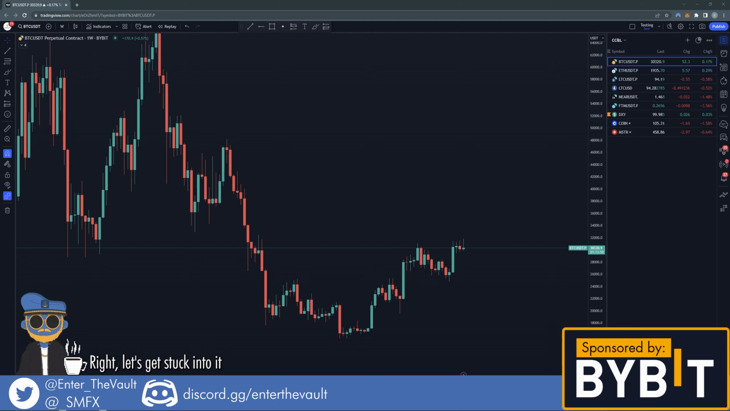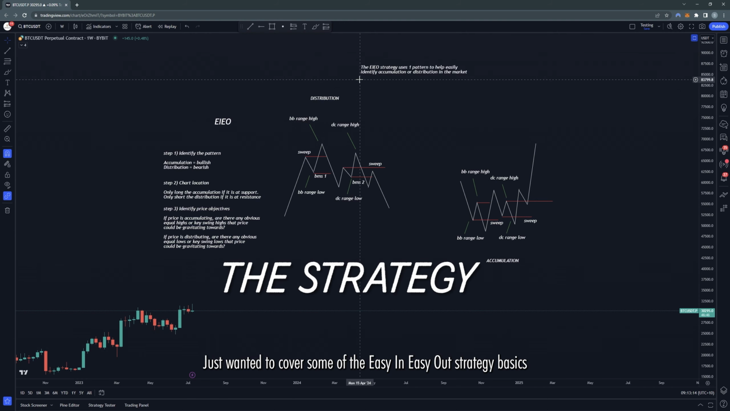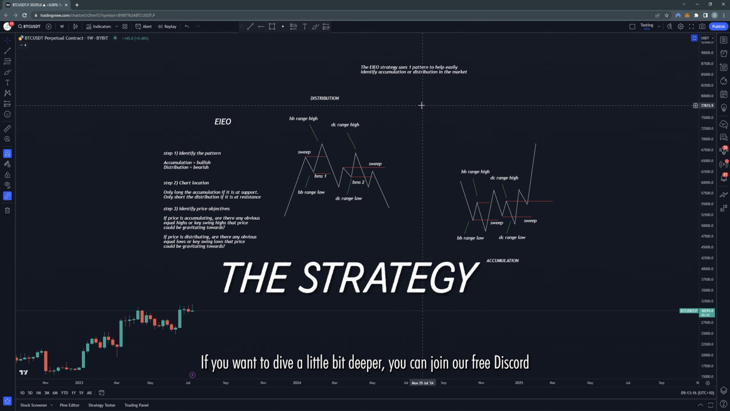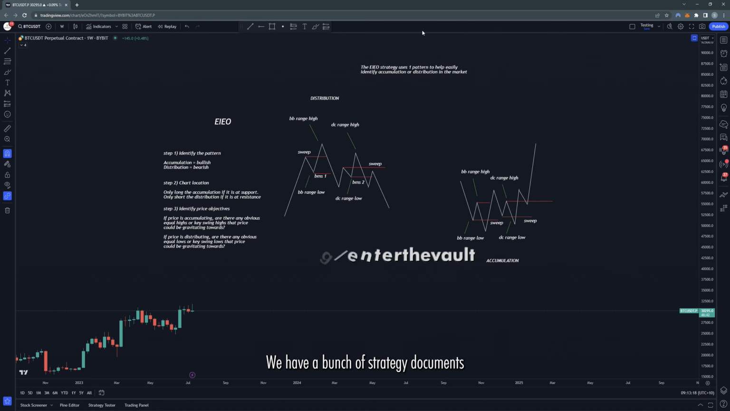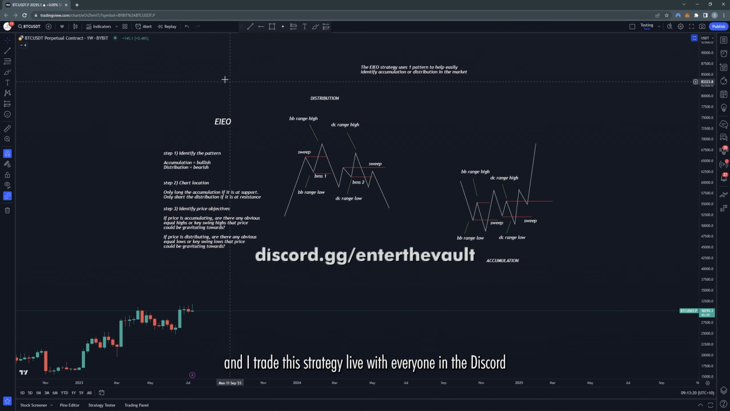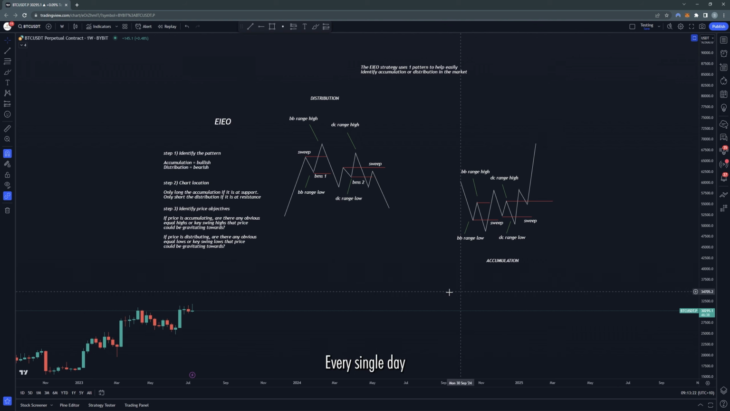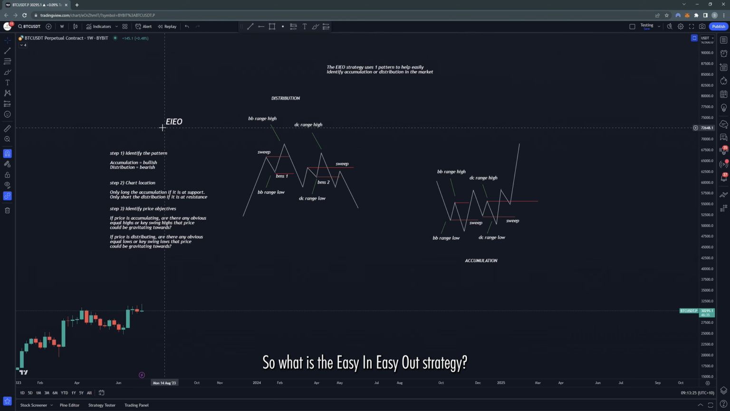Alright, let's get stuck into it. Just wanted to cover some of the Easy In Easy Out strategy basics. If you want to dive a little bit deeper, you can join our free Discord. We have a bunch of strategy documents and I trade this strategy live with everyone in the Discord every single day. So what is the Easy In Easy Out strategy?